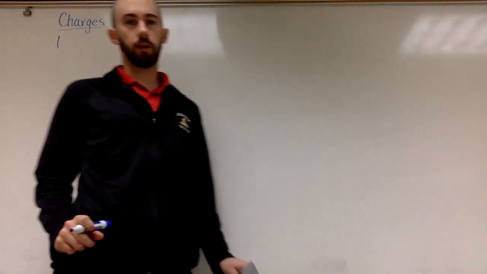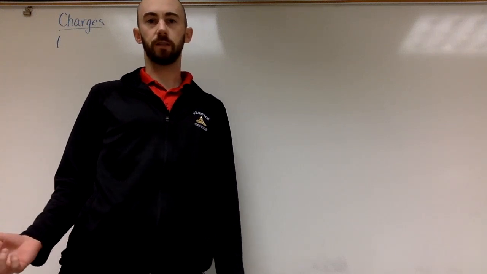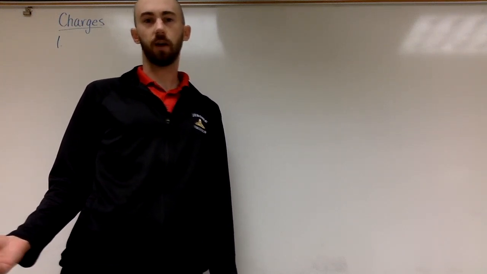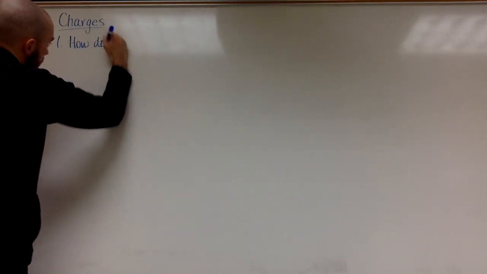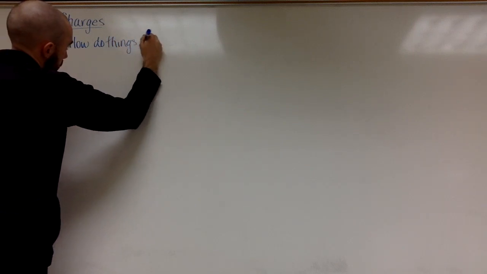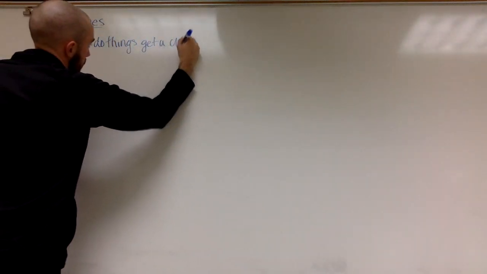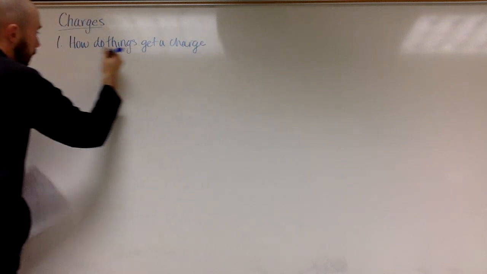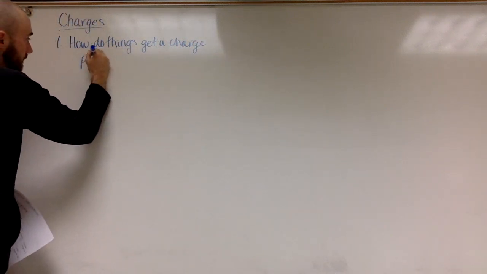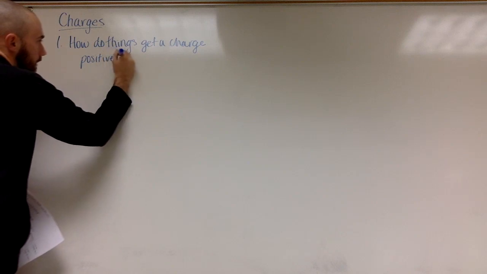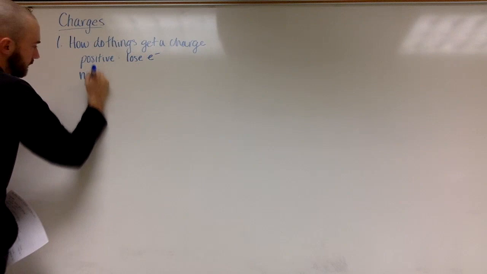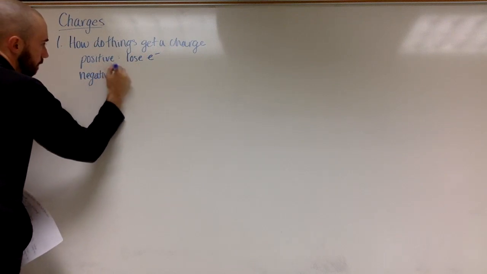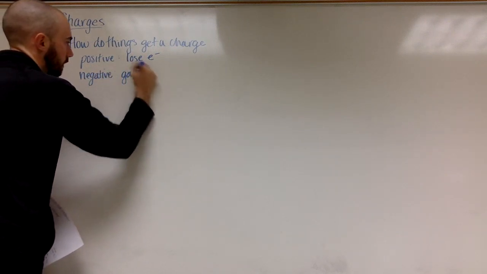All right, we're starting a new unit, electric forces, fields, and potential. First section we've got is called charges. To begin, how do things get a charge? Well, for something that's positive, it has to lose electrons. For something that's negative, it has to gain electrons.